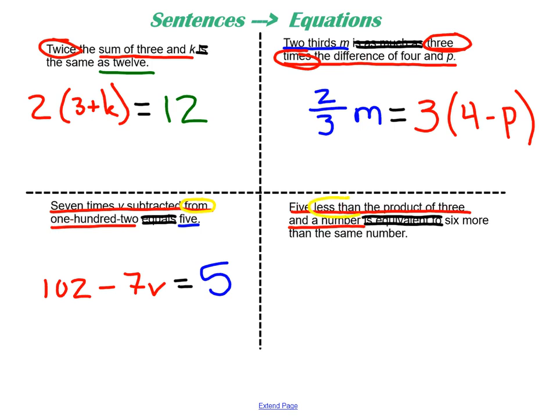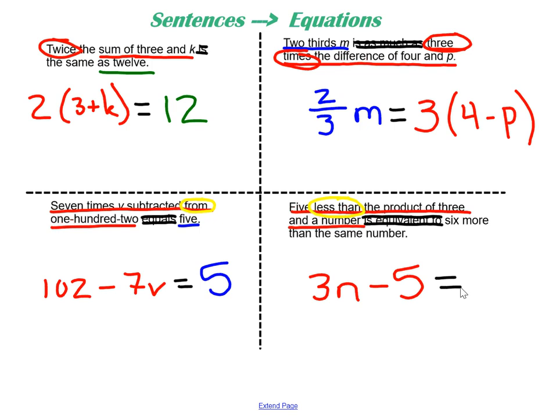So the product of 3 and a number should be going first. So I'm going to go ahead and say 3, and a number can be represented by n or x or whatever you like. I like to use n for a number. Less than tells me to subtract, and 5 is what should be going there. I have my equal sign.